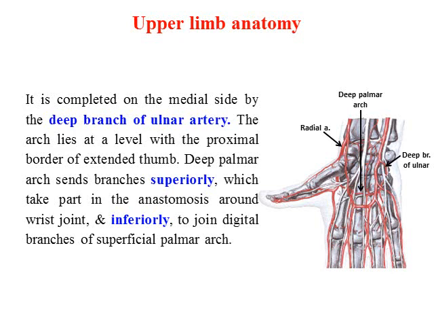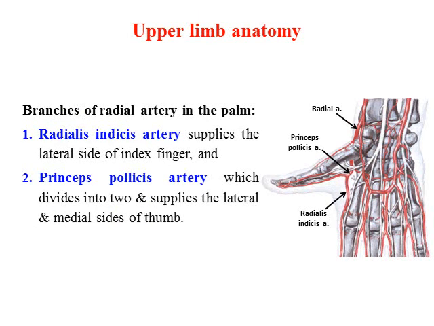The deep arch sends many branches superiorly, which take part in the arterial anastomosis around the wrist joint, and inferiorly to join the digital branches that arise from the superficial palmar arch. Branches of the radial artery in the palm: the radialis indicis artery, which supplies the lateral side of the index finger, and the princeps pollicis artery, which divides into two branches to supply the lateral and medial sides of the thumb.